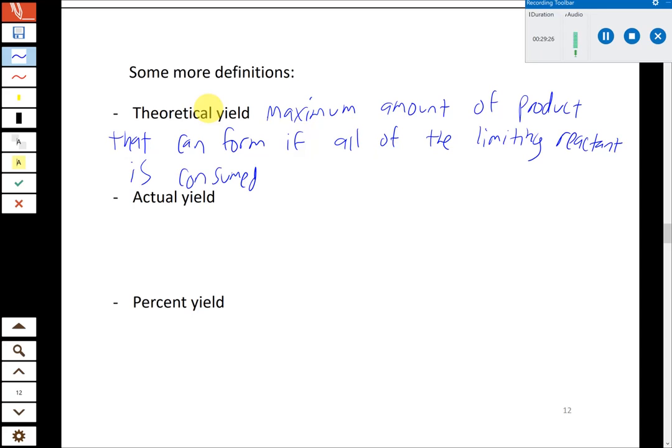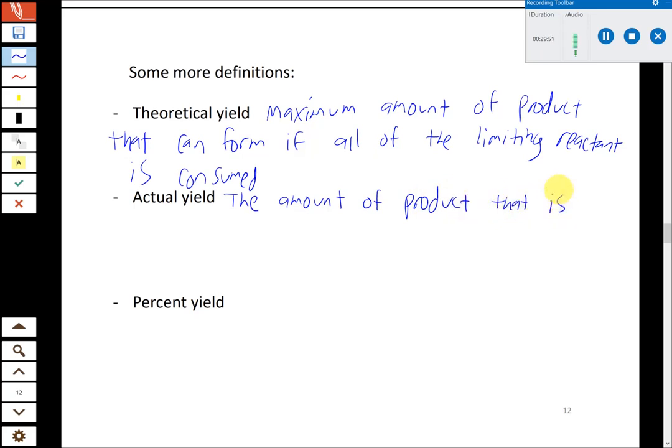Now, the other thing that's important, though, is that when you're doing a chemical reaction in the lab, very rarely do you actually get the theoretical yield as the amount of product that you obtain. So the actual yield is the amount of product that you obtain experimentally. There's no real way to calculate this. This is an experimental number that you would measure when doing a chemical reaction.